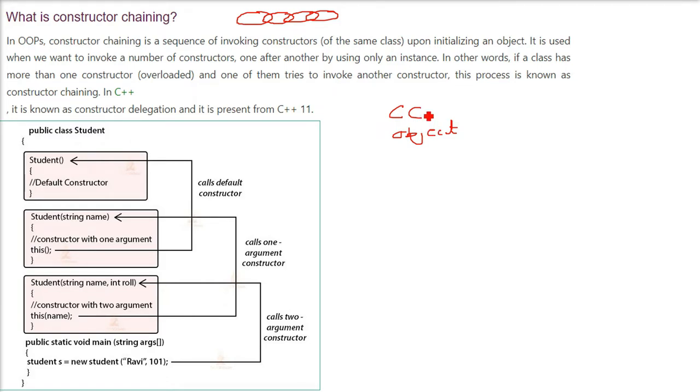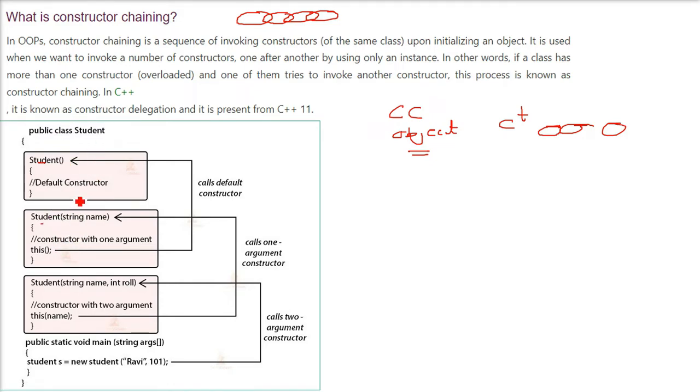It is used when we want to invoke a number of constructors, one after the other, by using only one instance. That is, when we are making an object, we are not interested in calling constructors one by one. We are just saying, let me call one constructor and let that constructor call the other constructors one by one. So if a class has more than one constructor that is overloaded and one of them tries to invoke another constructor, this process is known as constructor chaining.